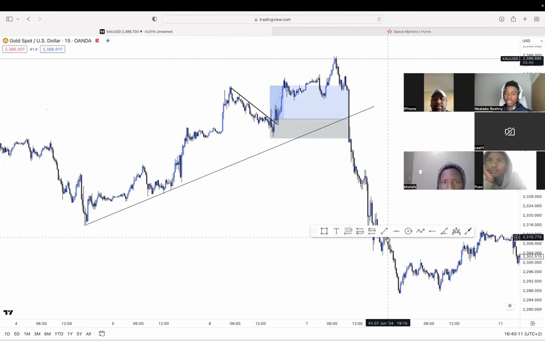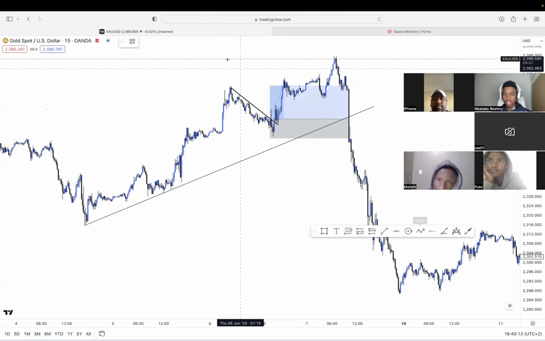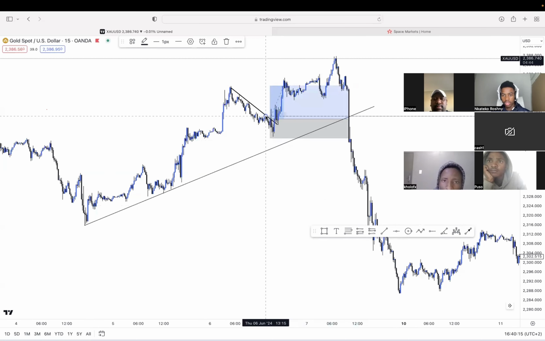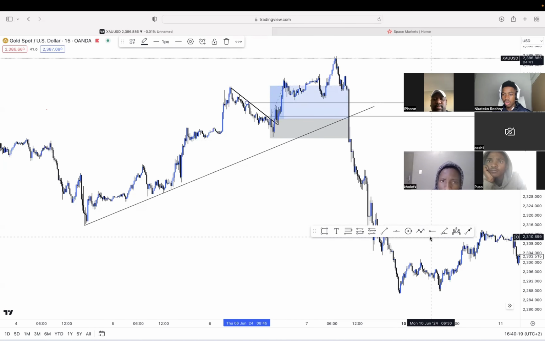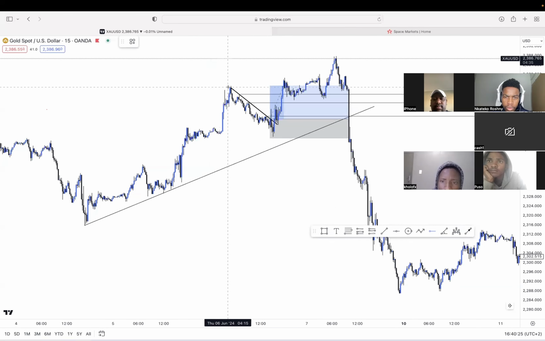So I already told you that they're just going to choose where they reverse. It's either they're going to reverse straight on the first TP, or on the second TP like this, or on the third or fourth one. You understand? Or the fourth one like this.